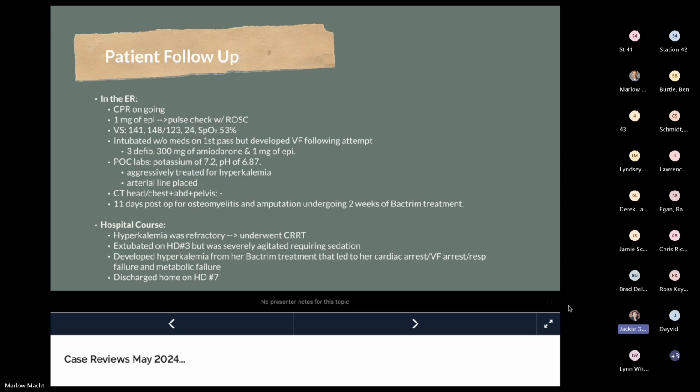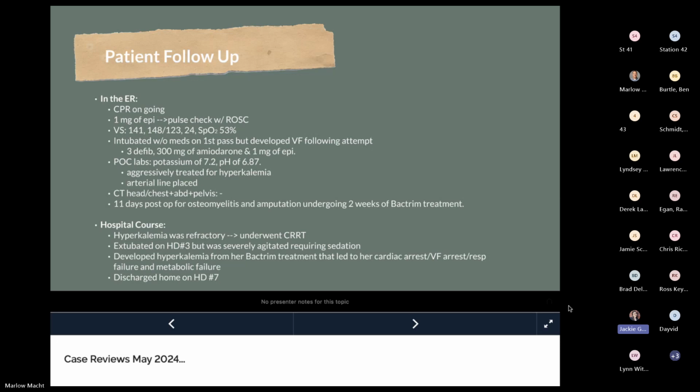So in the emergency room, CPR was ongoing when they arrived. They gave her 1 milligram of epi, and at her next pulse check, she had ROSC. They noted her ROSC vital signs: heart rate of 141, blood pressure of 148 over 123, respirations of 24, and her initial SpO2, despite an iGel, was 53%. She was intubated without any meds, but she developed VFib with the attempt. They ended up defibrillating her 3 times. They gave her 300 milligrams of amiodarone and 1 milligram of epi.